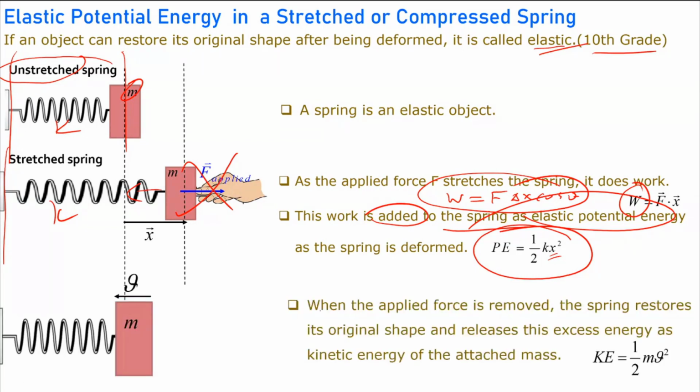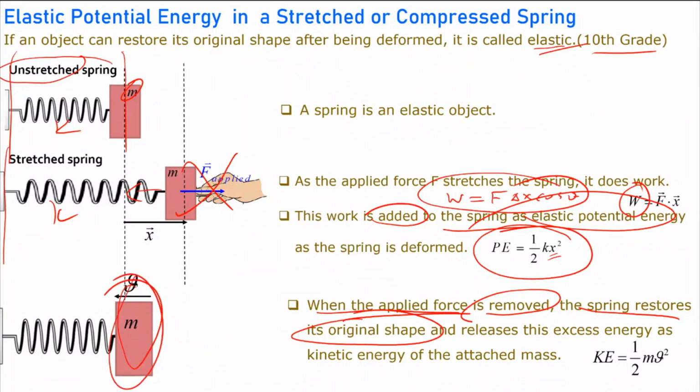Yani, when the applied force is removed, the spring restores its original shape. When it restores its original shape, it leaves all this excess elastic potential energy and gives this excess energy to the mass as kinetic energy. That's why this mass will start moving with some speed in the direction of the restoring force. And the kinetic energy of this mass will be calculated as 1/2 mv squared.